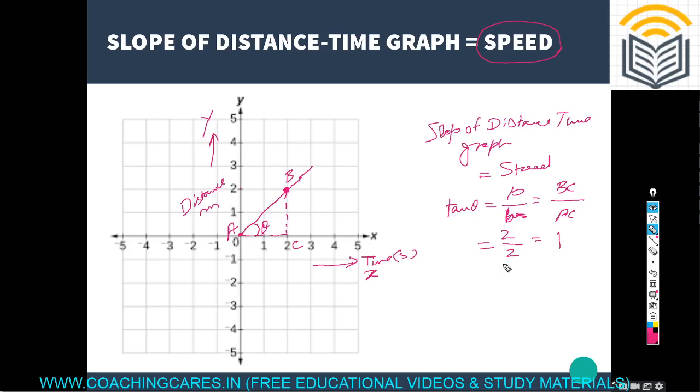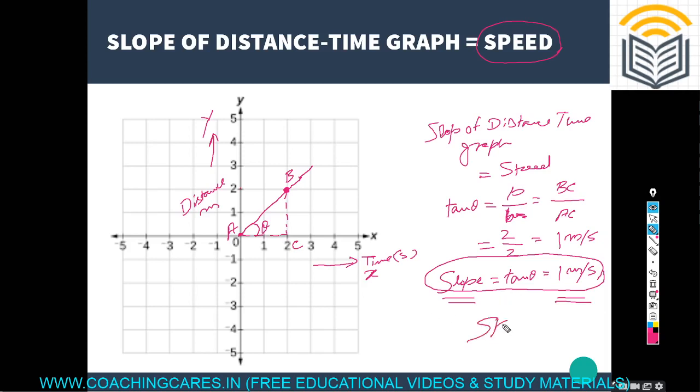So the slope of this is the speed. So this is 1 meter per second. So the slope is equal to tan theta, which is equal to 1 meter per second. So this is the important outcome of this graph, which is the slope, which comes in the form of speed. We call it the speed.